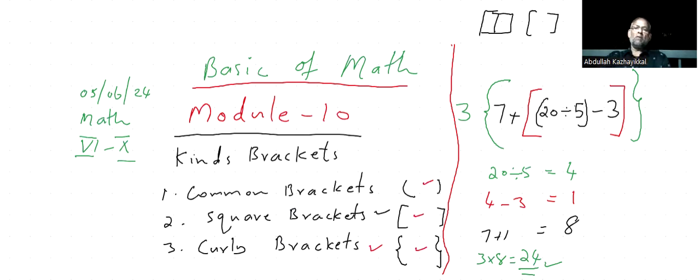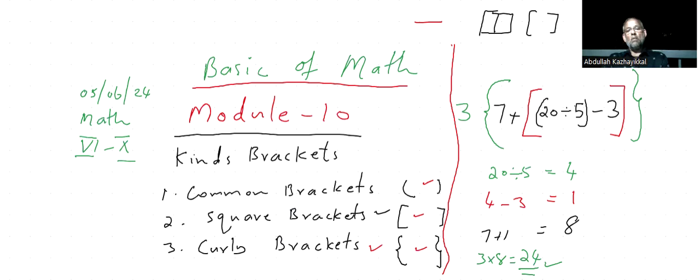One more thing, vinculum is the one line like this. If you are doing that vinculum, you have to do that first. But I am not discussing that. This is based on class 6. You can see brackets and BEDMAS rule, class 6 and 7. Now, here, you can see one example. So don't confuse here. This is the basics of brackets and BEDMAS rule. I will show you on the next page.